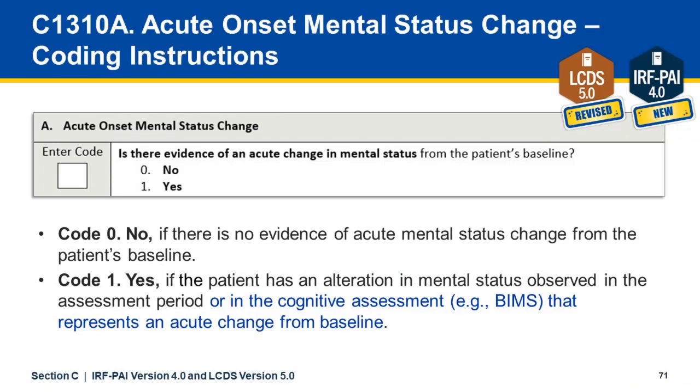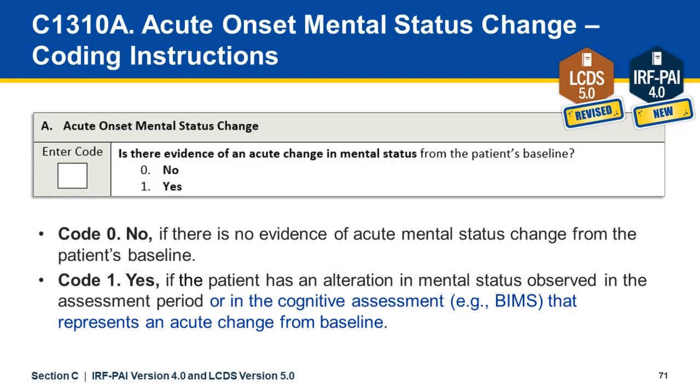So for coding C1310, acute onset mental status change, you're going to ask, is there evidence of an acute change in mental status from the patient's baseline? You would code 0, no, if there's no evidence of acute mental status change from the patient's baseline, or code 1, yes, if the patient has an alteration in mental status observed in the assessment period or in the cognitive assessment, like the BIMS, that represents an acute change from baseline.